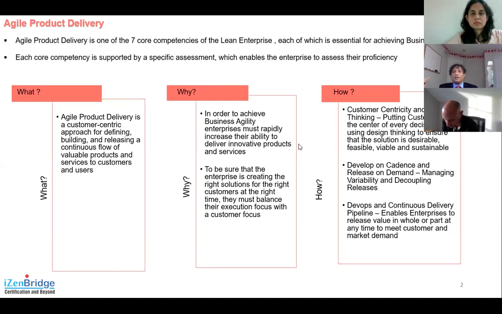Now, DevOps, and the third dimension that we look into is DevOps and continuous delivery pipeline, right? So what's the idea behind this? Like, why do you need to have this dimension, right? Again, you as an enterprise should have the capabilities to be able to release your value in whole or parts. So not everyone wants to buy the entire product that you guys are building, but you need to have those capabilities to be able to develop solutions in part and as a whole to meet the customers and market demands.